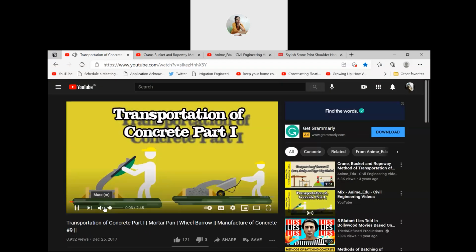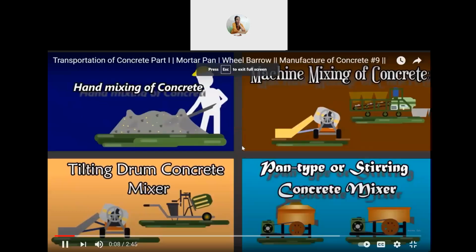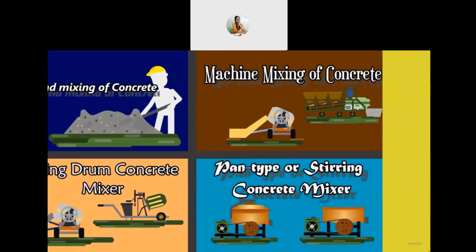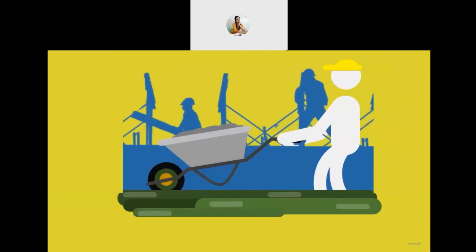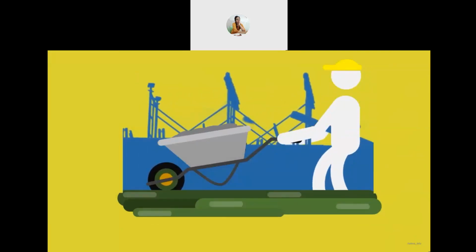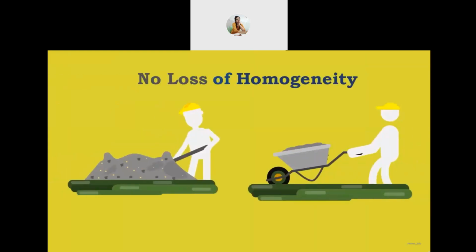Transportation of concrete, Part 1. In our previous videos, we have seen different methods of mixing concrete. Once the ingredients are mixed thoroughly, it should be transported to the place of deposition at the earliest without the loss of homogeneity obtained at the time of mixing.